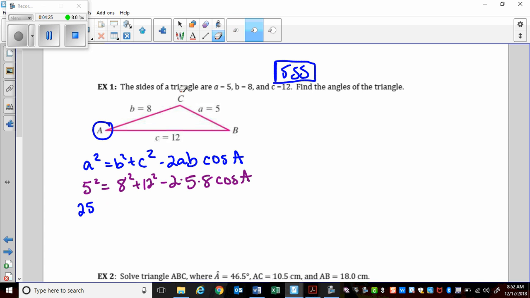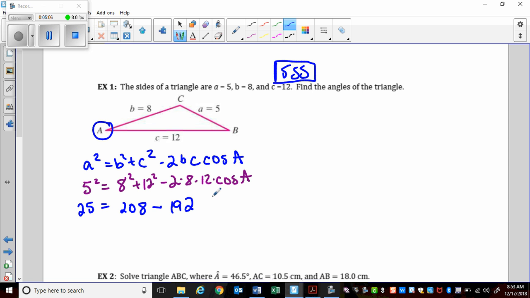Equals, minus, oh, this is BC. I wrote it down wrong. So this is BC. So this is 8 times 12 times 2, which is 192, cosine of A.